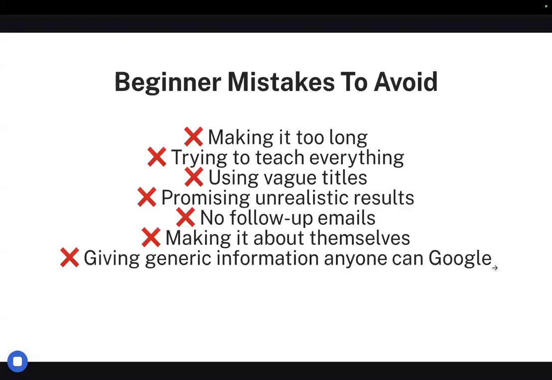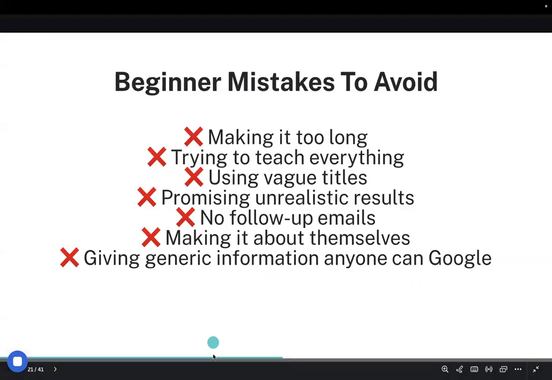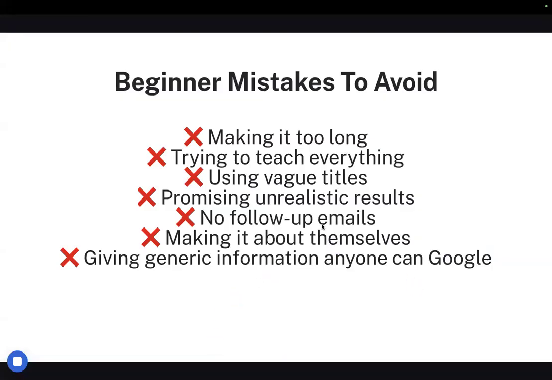Here are some beginner mistakes that you need to avoid. Don't make it too long. Don't try to teach everything. Don't use a vague title. Don't promise unrealistic results. Don't create your lead magnet and not send follow-up emails. Don't make it about you. And don't give generic information that anyone can Google. Those are 7 tips. Do all of you know and understand why these are beginner mistakes now? Put 7 in the chat, in the comments, if you understand. 7, 7, 7. Okay, good deal.